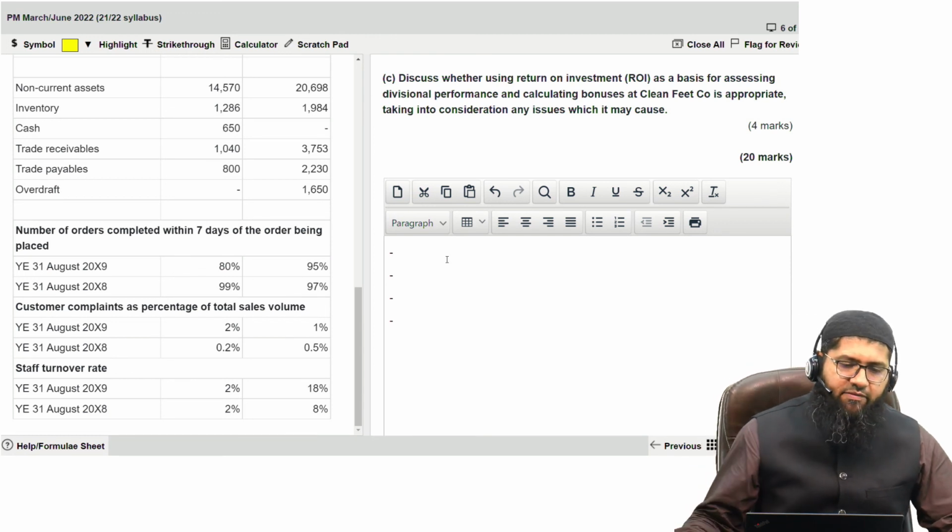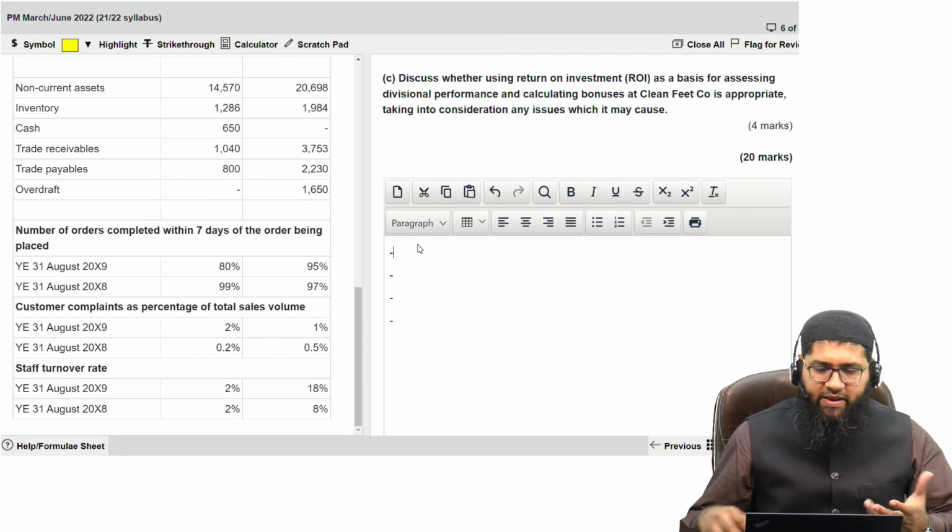Yes, it's basically available on the ACCA portal. Yeah, please, anyone, any inputs?